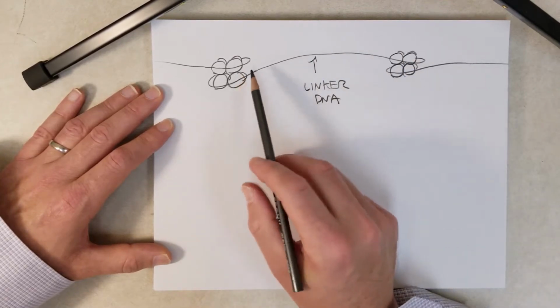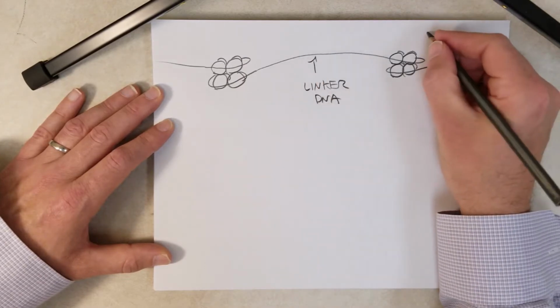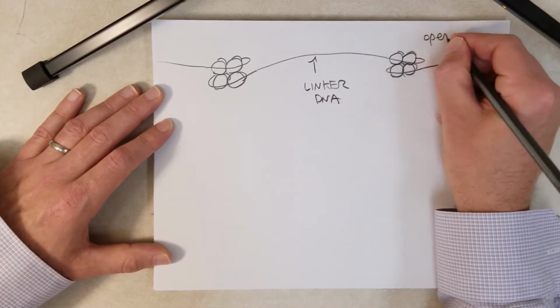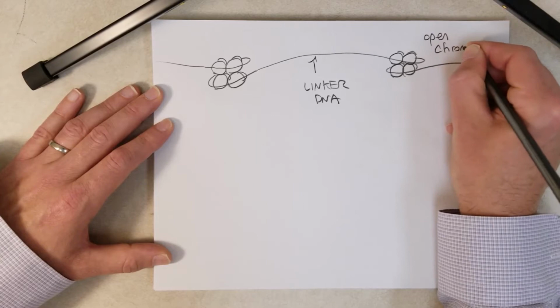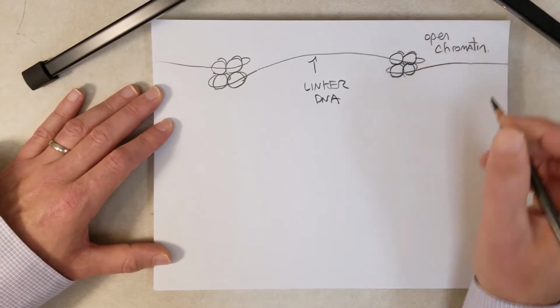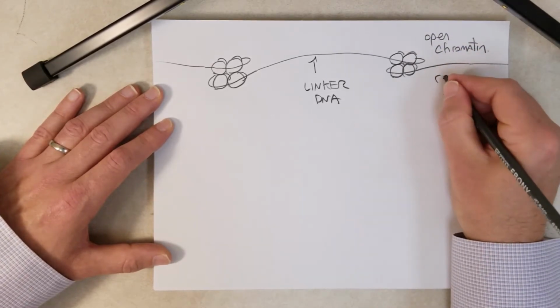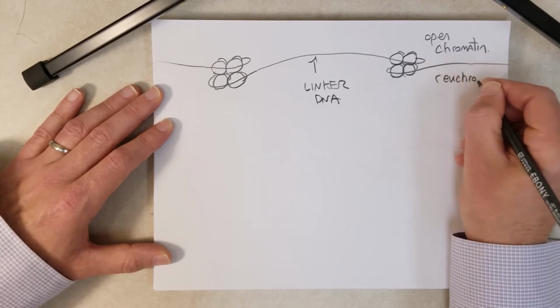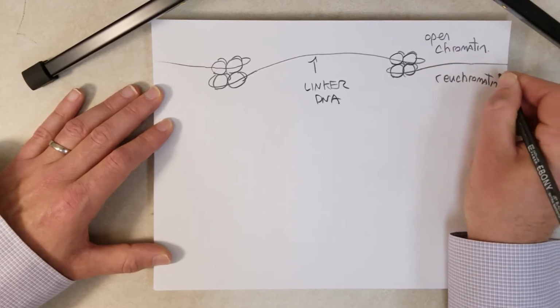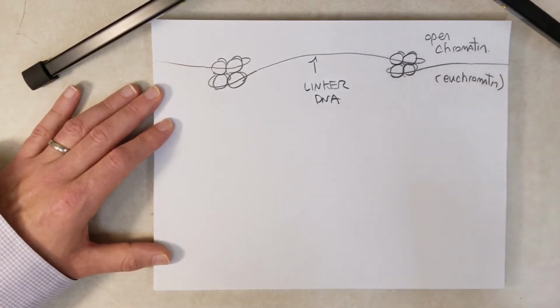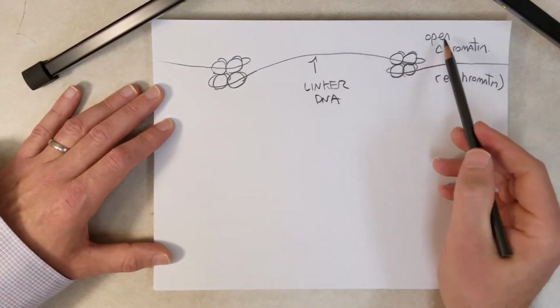We're going to call this arrangement open chromatin. So this is an open structure. And sometimes scientists refer to this as euchromatin. Eu meaning true, so true chromatin. But we can call it open chromatin.